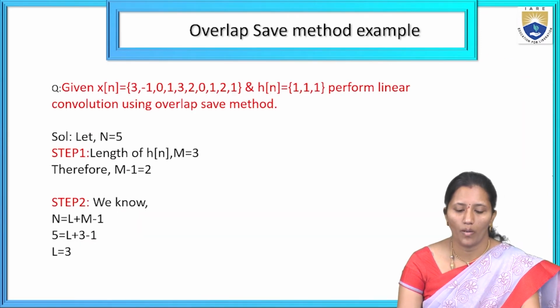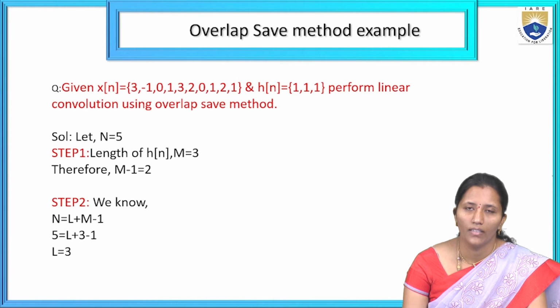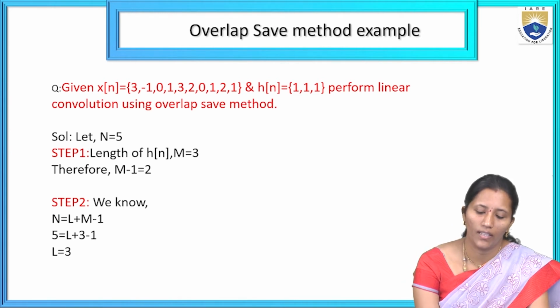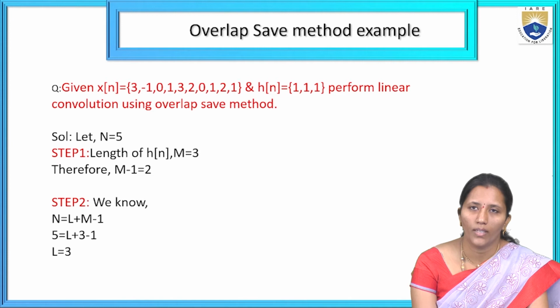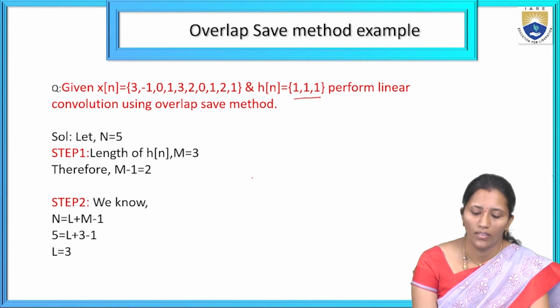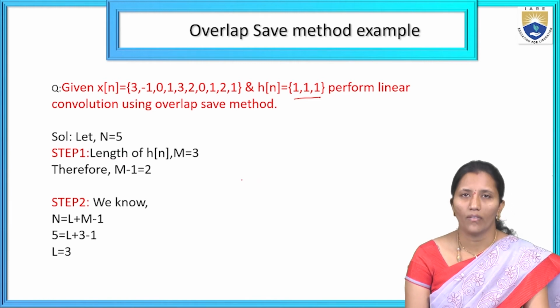So we will see one problem here. Given x of n, the length of the x of n sequence is 3, -1, 0, 1, 3, 2, 0, 1, 2, 1, and h of n is 1, 1, 1. Perform linear convolution using the overlap save method. Here we have to perform the overlap save method to filter the long duration sequence x of n.